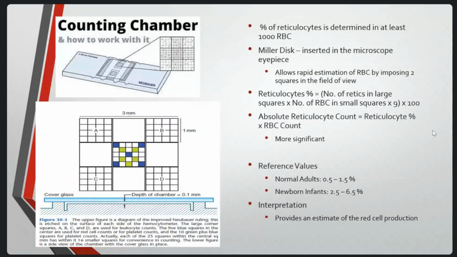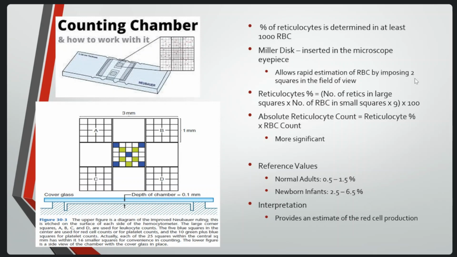So the number of retics in large squares times the number of red blood cells in the small squares times 100. And the reference range, of course, the normal value is higher for infants because their hematopoiesis is still active compared to adults. For the adults, it's only 0.5 to 1.5, while for the newborn infants, it's about 2.5 to 6.5%. For the interpretation, it provides us an estimate of our red cell production.